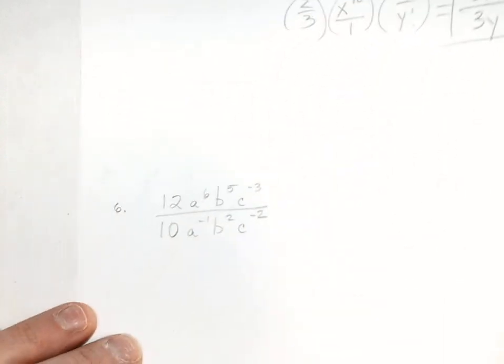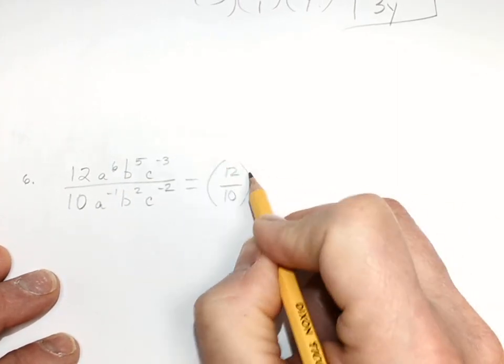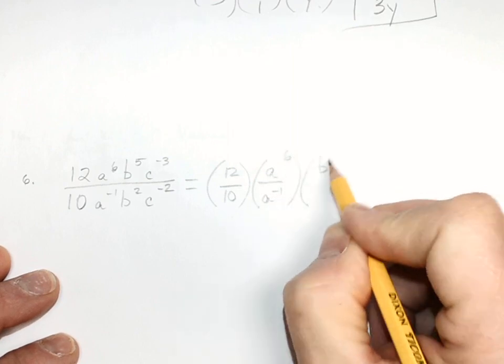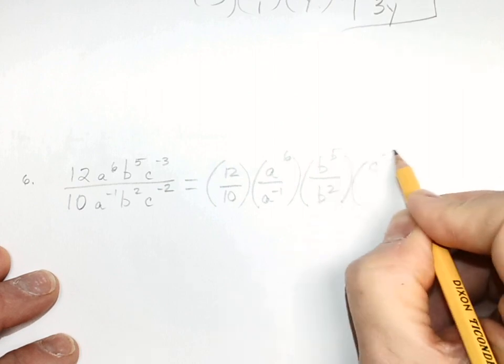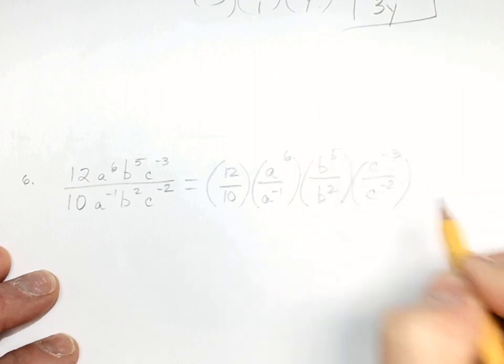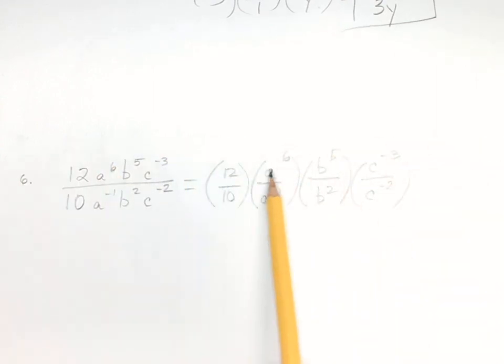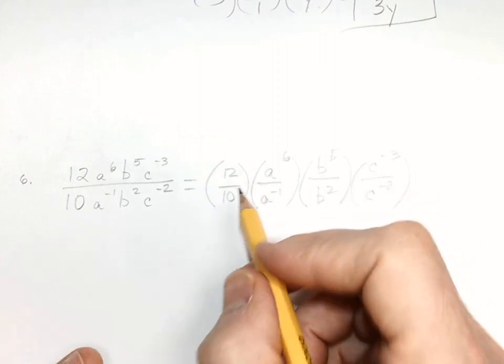Now the first 5 work similar to this. If you go to problem number 6, we're basically going to do the same thing. I'm going to sort these things out: one for the numbers, one for the a's, one for the b's, and one for the c's. Now I've done no math, I've just separated them out, but again, if I multiply all these numerators, I get the original numerator. If I multiply all these denominators, I get the original denominator. Okay, so now I start reducing.